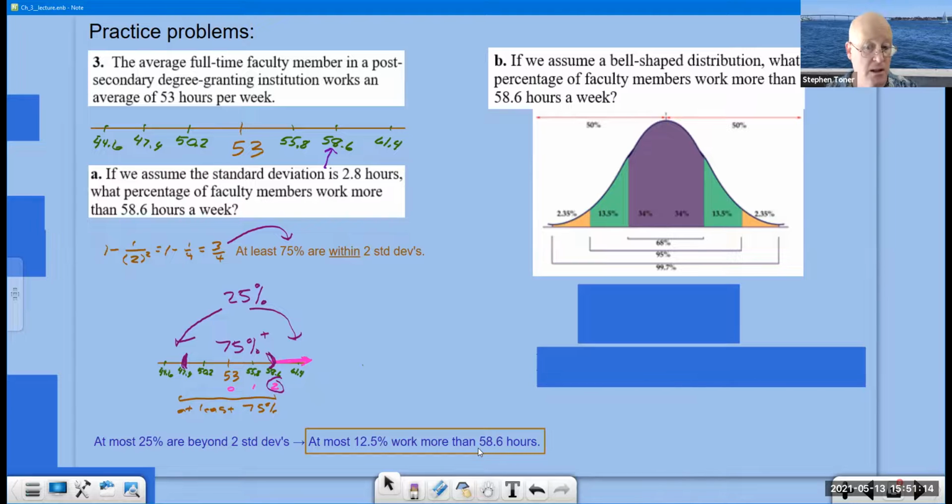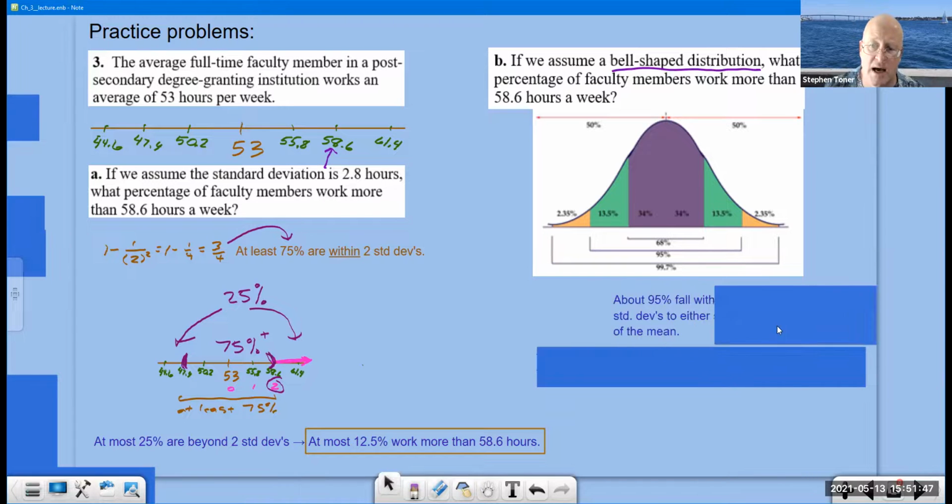Whew. That's a lot of work on this problem. And hopefully you were able to follow my logic through. If not, you might want to pause the video again and go back and rewind it. Now, part B changes the game. It looks like almost the same exact problem, but now what's happened is they have changed this and it says if it's a bell curve distribution. Okay, no longer are we in the Chebyshev's theorem problem.